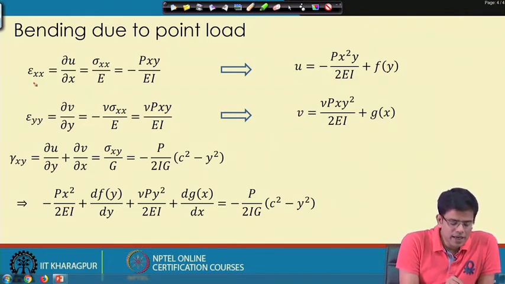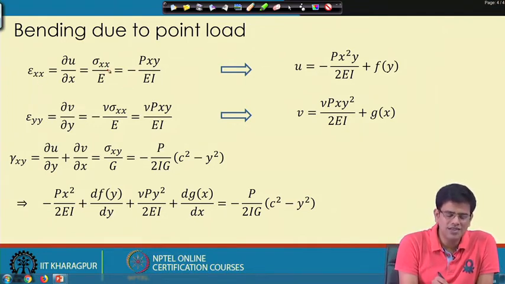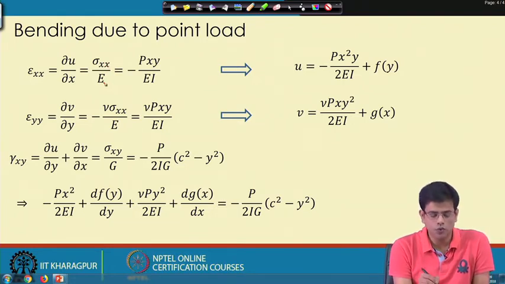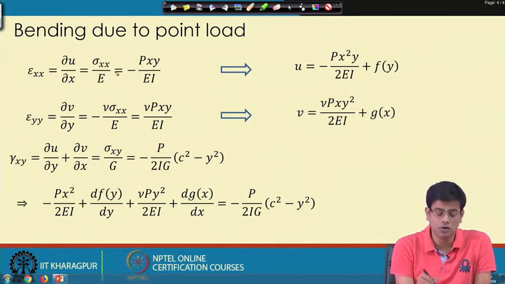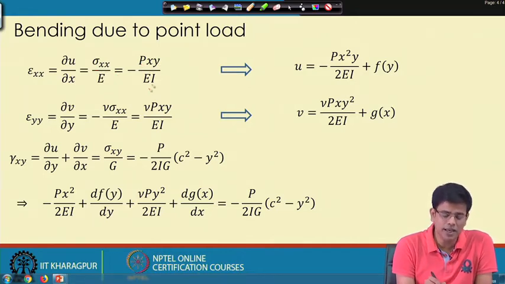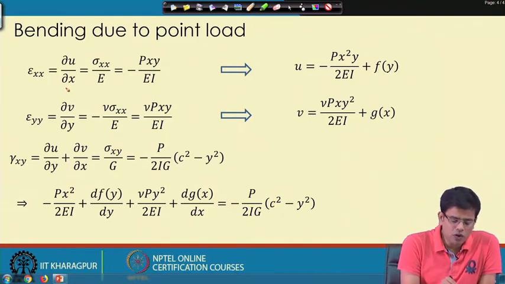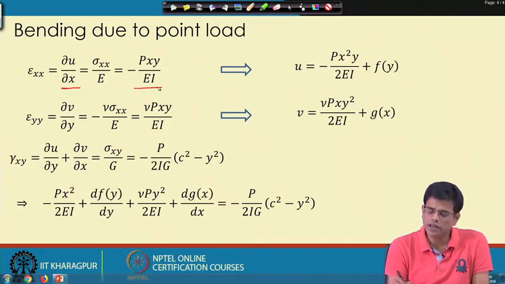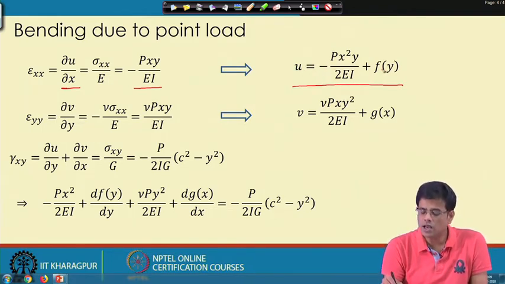So epsilon xx we know, which is del u del x, and since sigma yy is 0, that is sigma xx by E. We know that from our Hooke's law knowledge, and sigma xx also we know, which is minus Pxy by EI. Now if we solve this differential equation, then we get a form of u, which is minus Px square y by 2EI plus f of y.